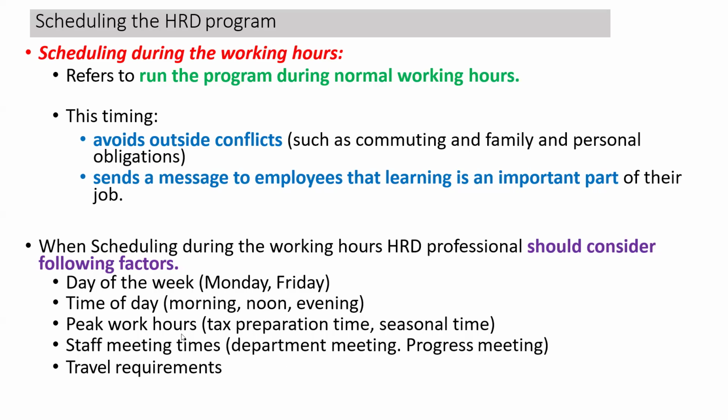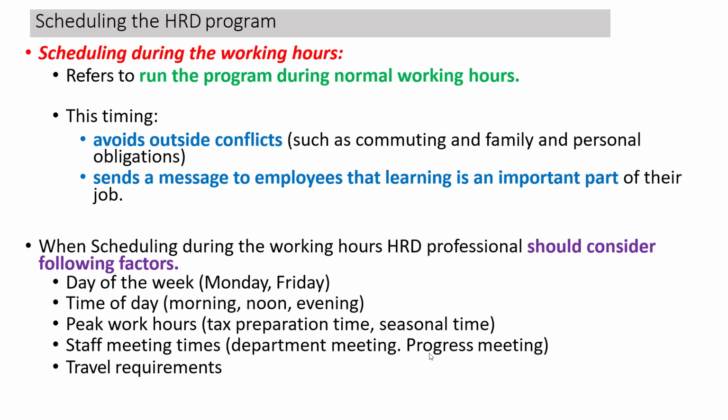Peak working hours, whether it is conducted in peak working hours or off-peak working hours. Staff meeting times, whether it is conducted in staff meeting times. For example, as you know, on a regular basis we arrange a daily meeting at a particular time during the day. Suppose early in the morning, before starting work, we normally have a common, formal meeting. So in that meeting, whether we are going to conduct a small training session, right? These things need to be determined, whether the program is conducted during meeting hours.